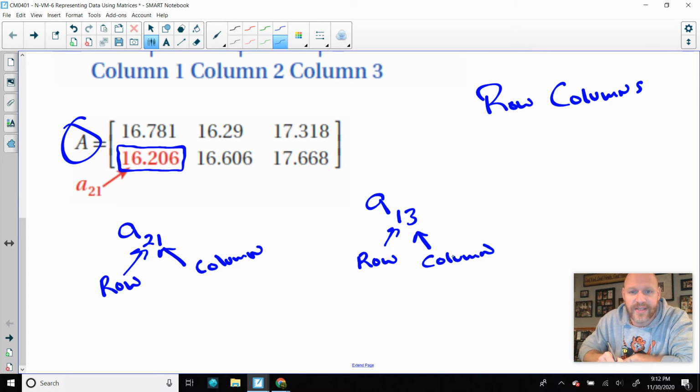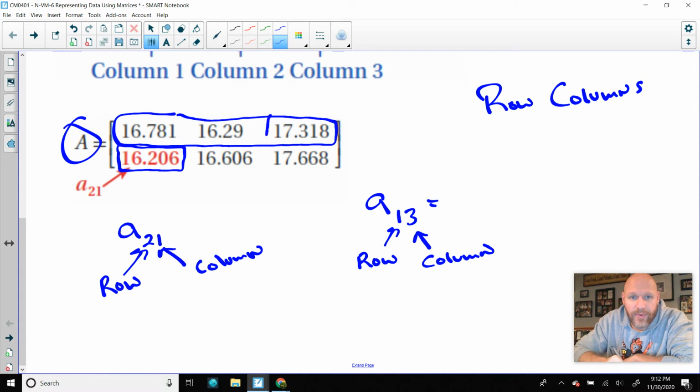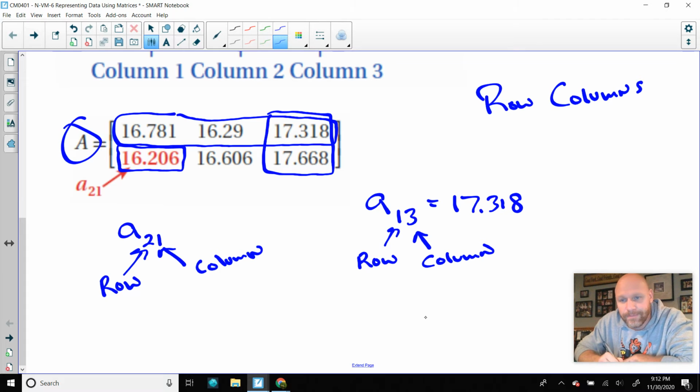Now, some of you already know this, I get that, but I'm covering this for the students I did not have in class. If I'm in row 1, I'm looking here, and if I'm in column 3, I'm looking right here. So row 1 and column 3 would tell us that A13 is going to be 17.318.